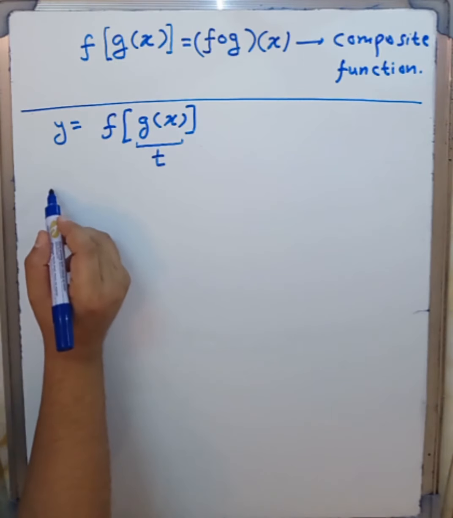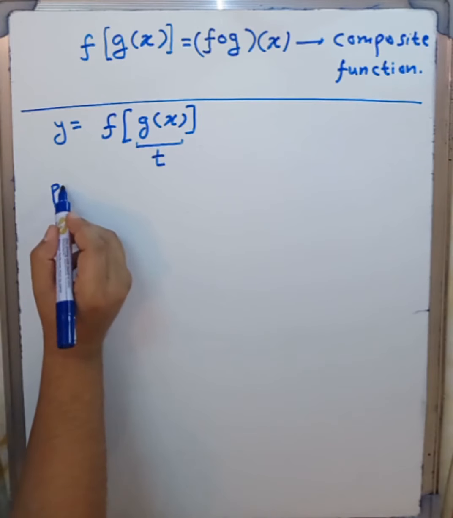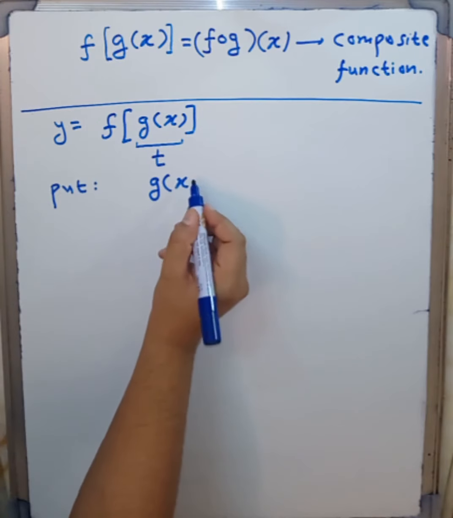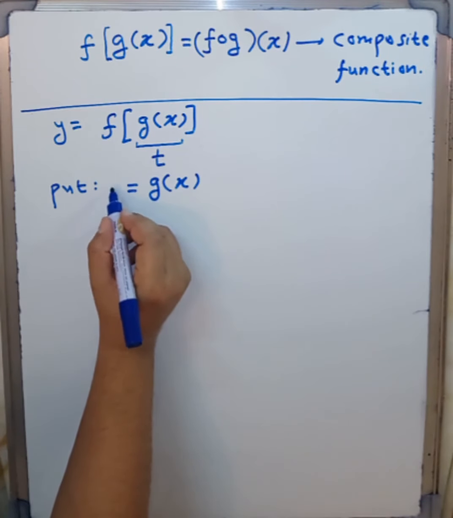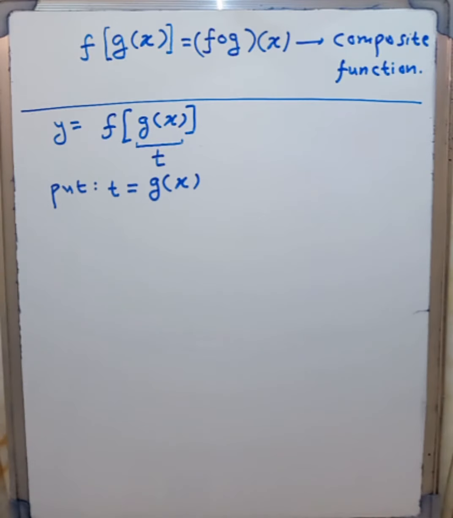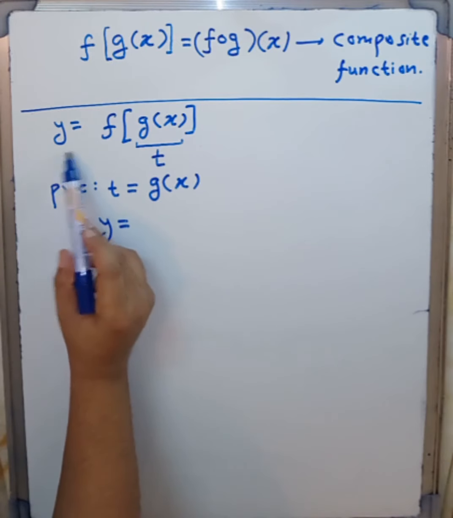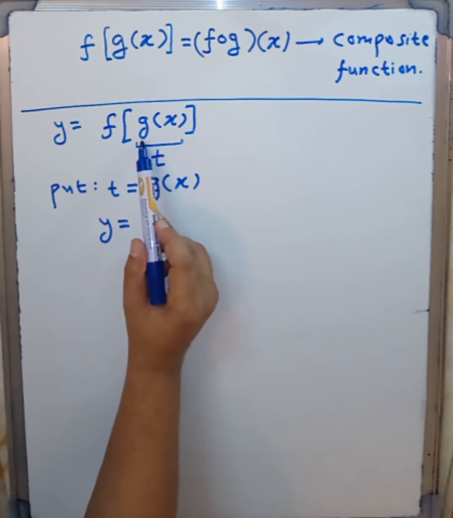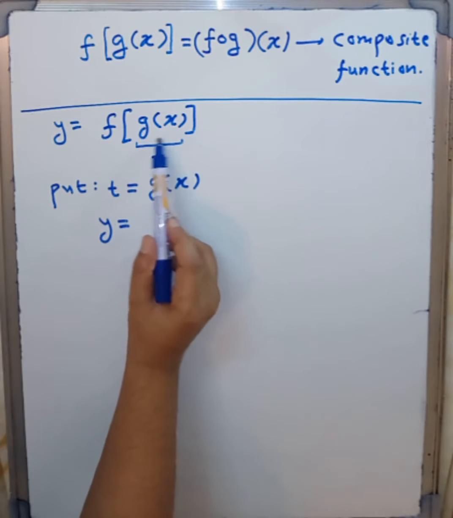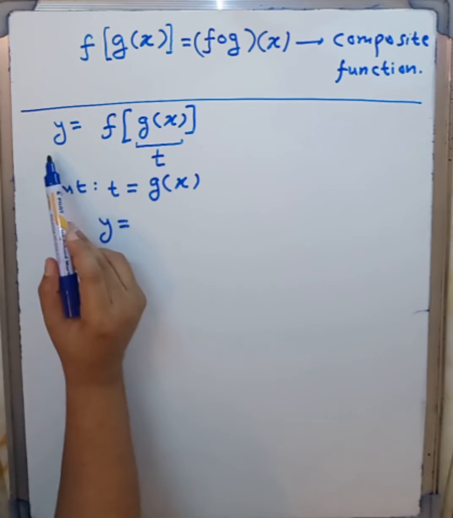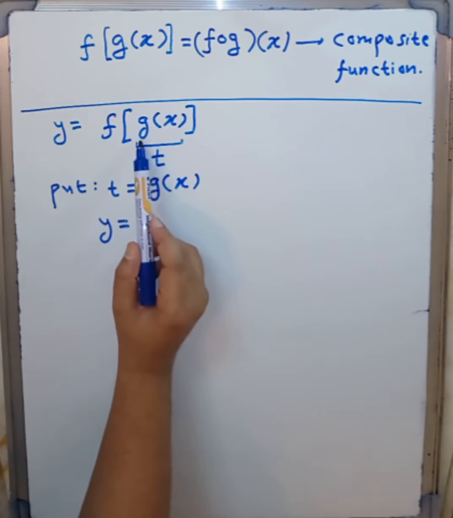So what we do, we substitute our g(x) as t. In this case, our y will become f operating on g(x). Now g(x) you are substituting as t. So the function y will be equal to f operating on t.